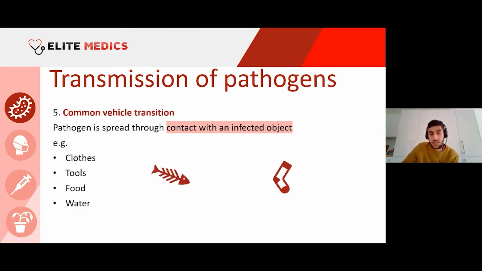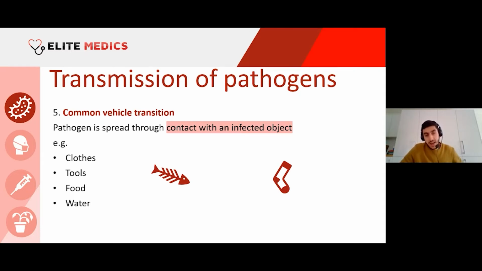And then vehicle transmission as well. So a pathogen can be spread through an infected object, so through clothes, tools, food, water, that kind of stuff. So a common example of that, food's a brilliant example. Obviously when food goes off, if you leave food too long and you eat it, say several days after, then that can have a pathogen and you can be spread through infection. Or things like uncooked meat and stuff like that.